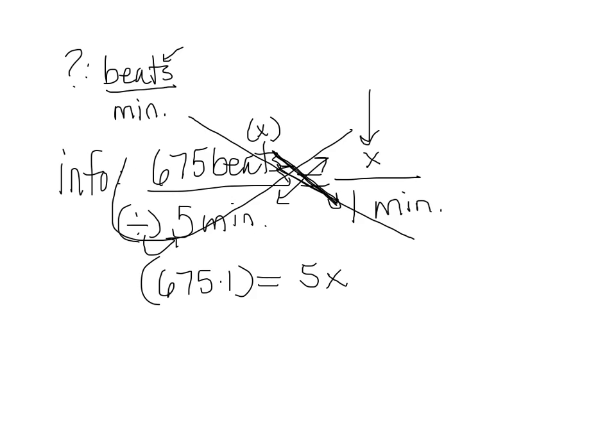So you're going to go 675 times 1, 675 divided by 5. And you get 135. Therefore, you would answer that Sonia's heart is beating at 135 beats per minute.